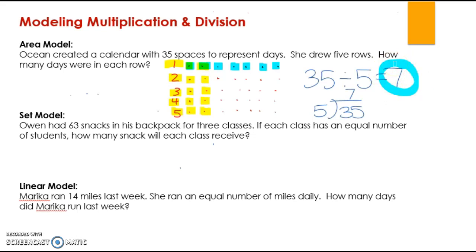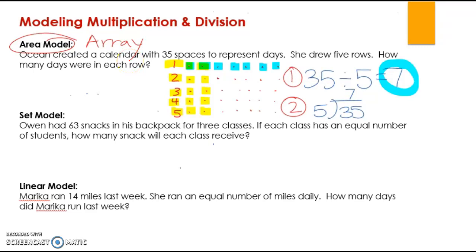Notice I've written the problem 2 different ways. We have to be able to read division horizontally. We also need to read division vertically in this form. And you see the model that we used was an area model, and that model was an array. Let's look at the set model.